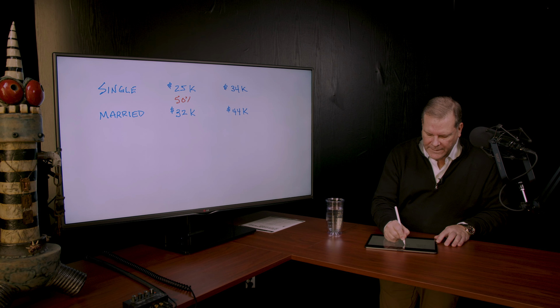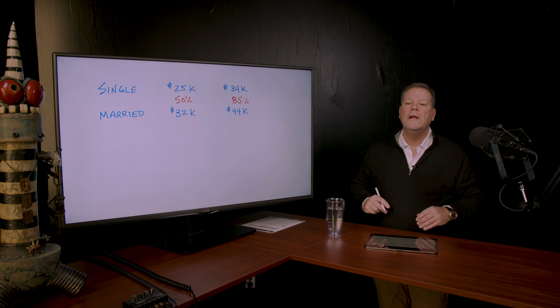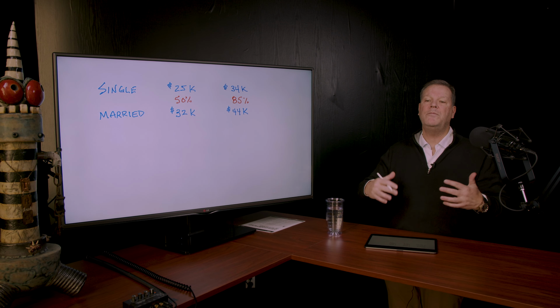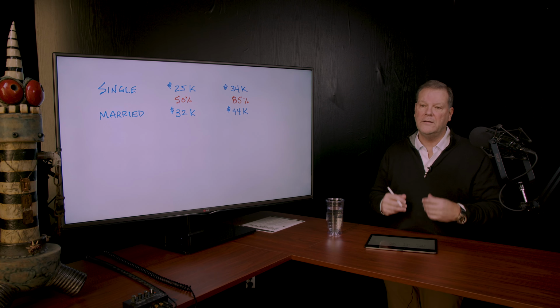In the tax code, these two numbers represent a 50% level, and these two numbers represent an 85% level. Now, that does not mean that half of your Social Security is taxed at a rate of 50%. It simply means that if your modified adjusted gross income exceeds $25,000 if you're single, or $32,000 if you're married, then up to 50% of your Social Security is included in your overall tax calculation.